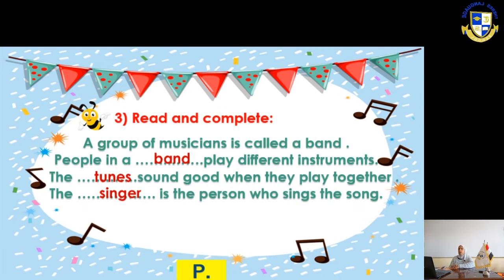Exercise number 3, read and complete. A group of musicians is called a band. People in a dash play different instruments. People in what? In a band play different instruments. The what sound good when they play together? The tunes sound good when they play together. The who is the person who sings the song? Of course, the singer is the person who sings the song.